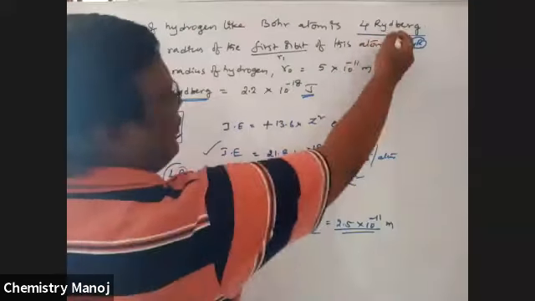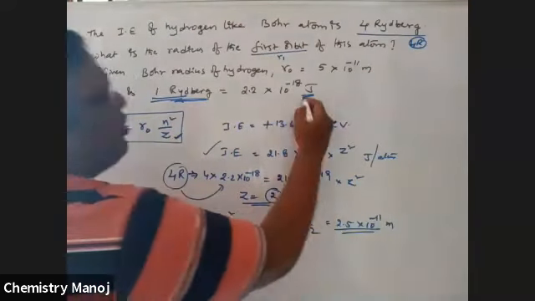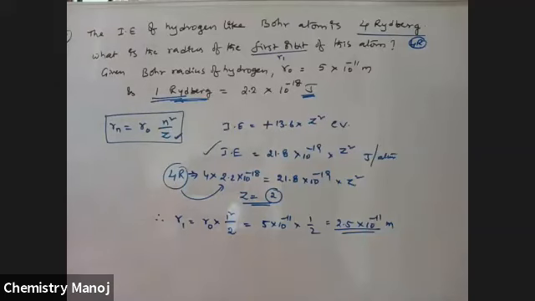So it is 4 Rydberg. Already 1 Rydberg is given to you in joules. Convert that value, that's enough. Okay, this is an important one. This question was already asked once in your previous exams. Very, very important.